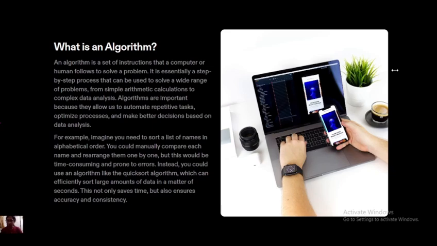analysis. For example, imagine you need to sort a list of names in alphabetical order. You could manually compare each name and rearrange them one by one, but this would be time consuming and prone to errors. Instead, you could use an algorithm like the quicksort algorithm, which can efficiently sort large amount of data in a matter of seconds. This not only saves time but also ensures accuracy and consistency.